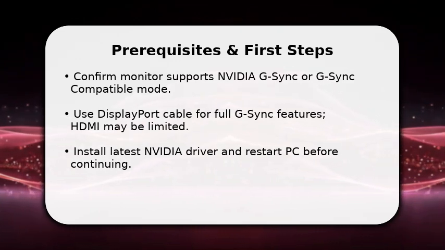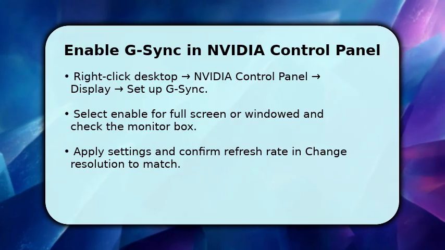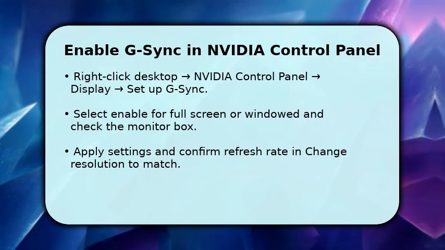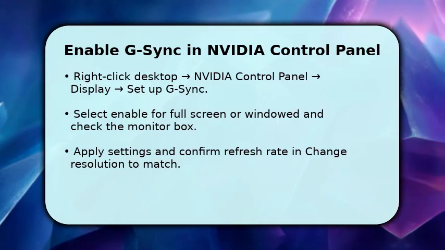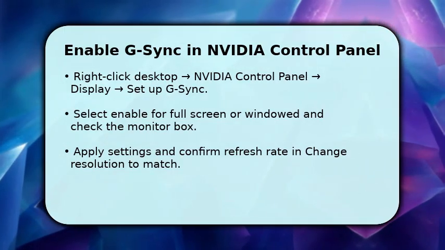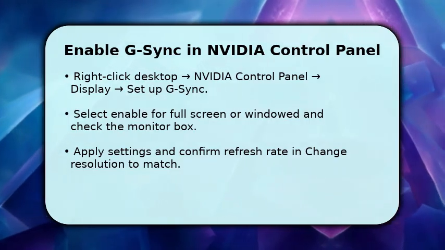You'll now enable G-Sync inside the NVIDIA control panel and align refresh rates. Open the NVIDIA control panel and go to Display > Set up G-Sync. Choose Enable G-Sync, G-Sync Compatible, and decide if you want full screen only or windowed and full screen. Full screen gives the most consistent result. Make sure the correct monitor is checked, then apply.